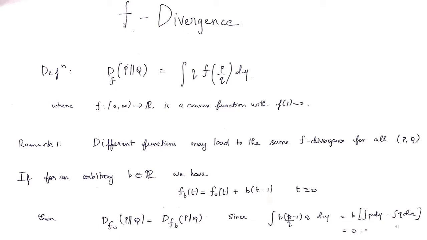This is because when you integrate across the equation, you get the second term, the b times t minus 1 term, as 0. So when you substitute t as p by q, since the integral of p d mu equals 1 for all probability distributions, you get a 0 there.